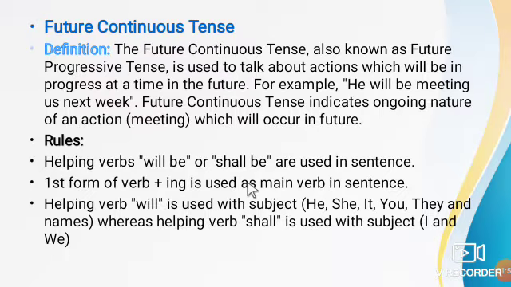First form of verb plus ing is used as the main verb in the sentence. As I already told you, whenever there is a continuous tense, you have to put verb plus ing. First form of verb. Helping verb will is used with subject he, she, it, you, they and names.